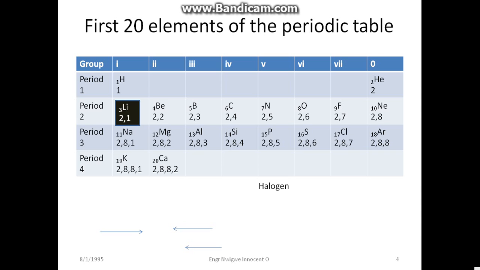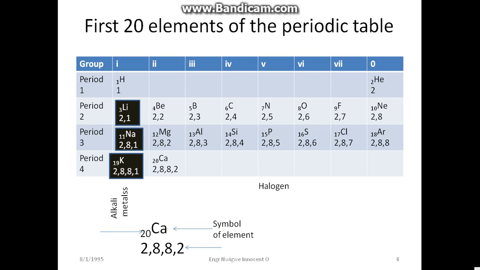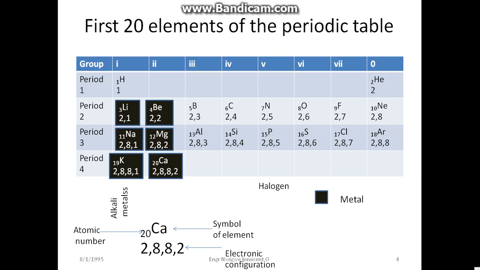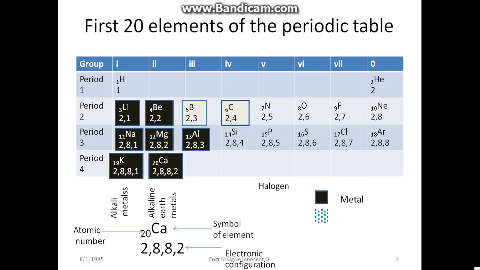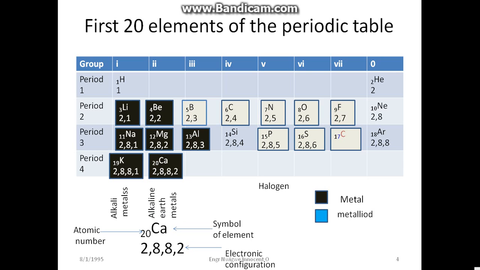So group 1 elements are the alkali metals. Group 2 are the alkaline earth metals. Group 7 are the halogens. Then the noble gases are group 0.